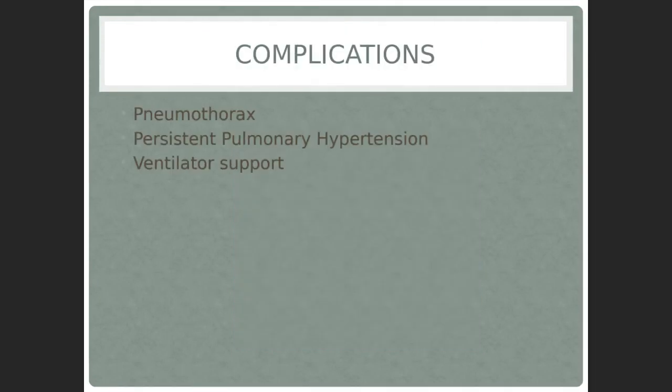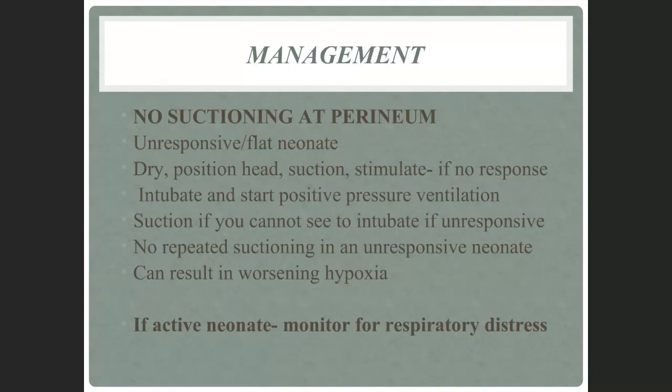So complications, we mentioned pneumothorax. Most babies might require some ventilator support. And then, of course, you have persistent pulmonary hypertension, which I'm going to explain in a little while.